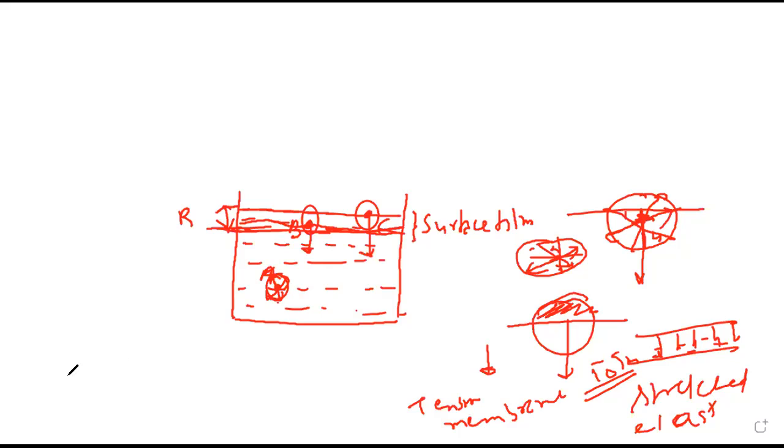Again, I am repeating. Consider liquid to be taken in a container. Let A, B, C be three molecules of liquid such that A lies well inside the liquid. Therefore, sphere of influence of A is completely in liquid. Thus, resultant force acting on molecule A will be 0. Hence, it is free to move inside the liquid.